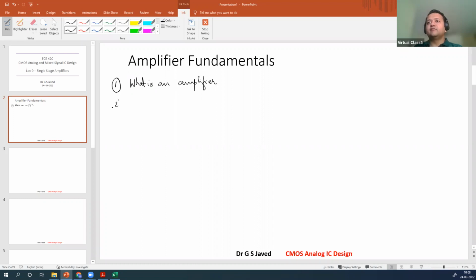Second, what are the key figure of merits of an amplifier? Figure of merit. Figure of merit is some metric that you identify to compare the amplifier merits. Merit of an amplifier.